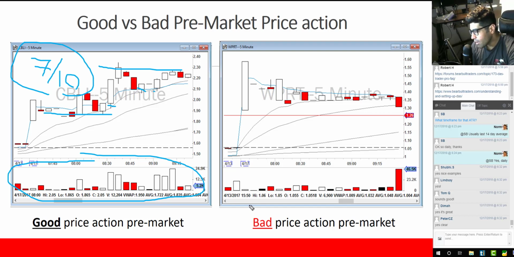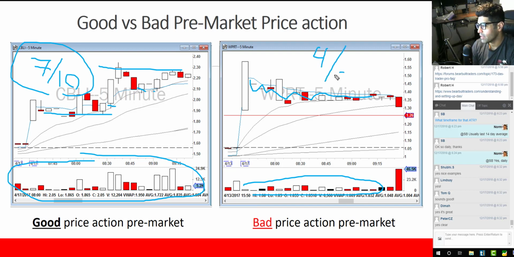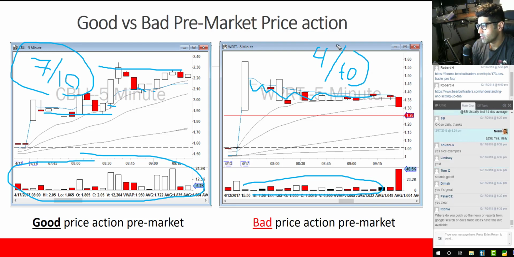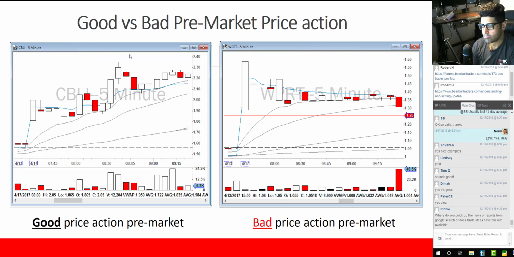Westport gapping up, volume is really not great, and it's just chopping up and down. I'm not really keen on that. I probably give this one a 4 out of 10. If I don't have anything else, I might watch it, but if I have better options, I would probably look at other stuff. So I would consider this a bad price action.